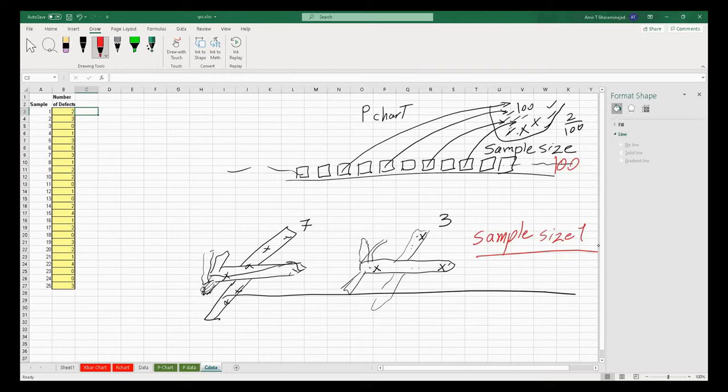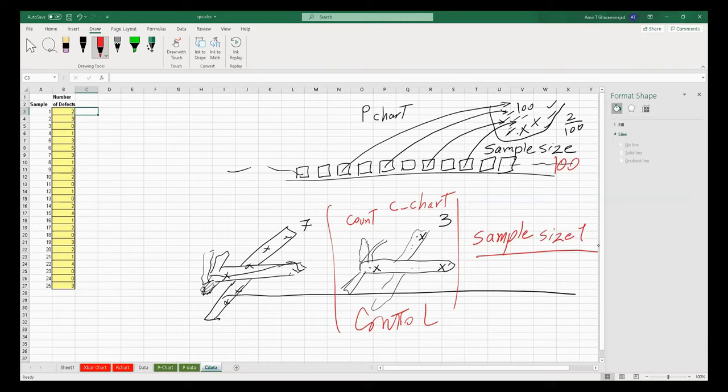So once every aeroplane reaches the control department, they will check it. So sample size is 1. Basically, you can say we don't take a sample. We are checking every product. And the way that we check the product is that we count the number of flaws in that product. Therefore, what we will rely on in this case is the C chart, a chart that relies on count, not on the proportion of faulty, because there is no proportion. It's just the number of faults that can happen.